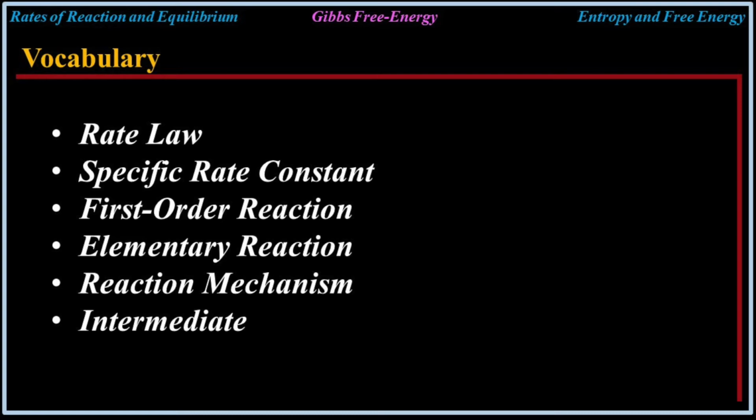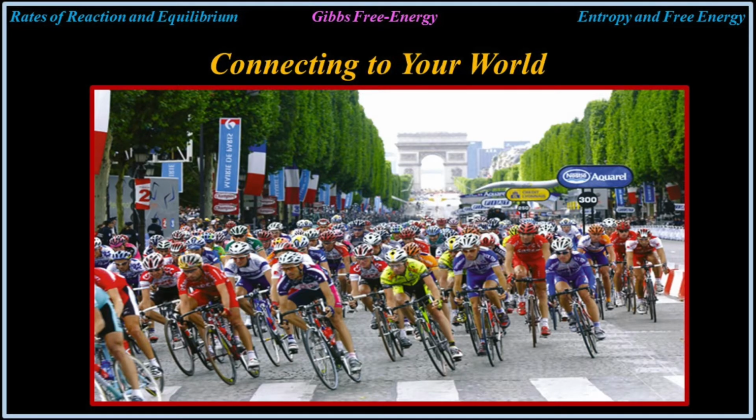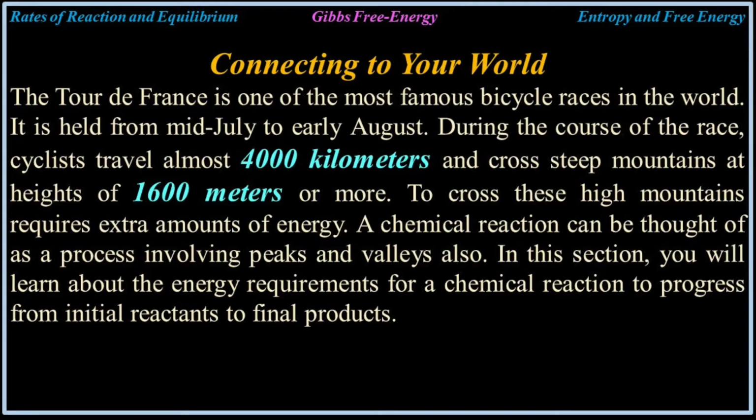Let's look at the Tour de France for a minute. There's the Tour de France, that's the Arc de Triomphe. The Tour de France is one of the most famous bicycle races in the world. It is held from mid-July to early August. During the course of the race, cyclists travel almost 4,000 kilometers and cross steep mountains at heights of 1,600 meters or more. To cross these high mountains requires extra amounts of energy.